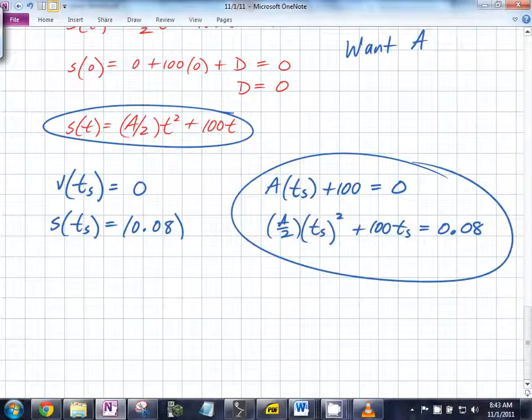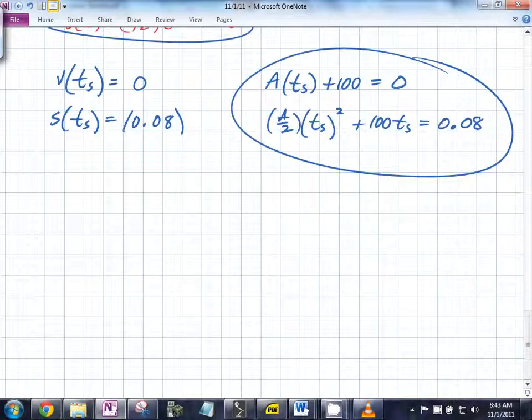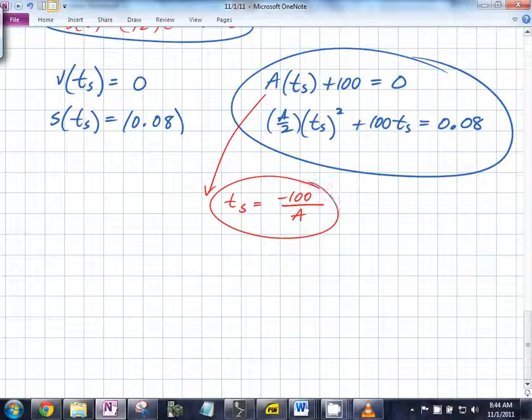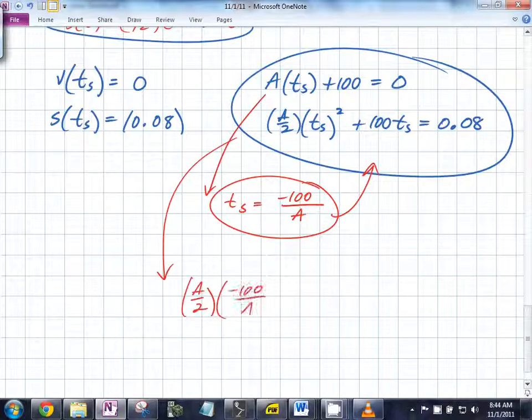So let's take this first one here and isolate. What are we going to isolate from the first one? Let's isolate t sub s. t sub s is equal to negative 100 over what? Over A. And then what do we do with this? Plug it in up here, right? So what do we end up with? A over 2 times negative 100 over A, squared, plus 100 times negative 100 over A equals what? 0.08.